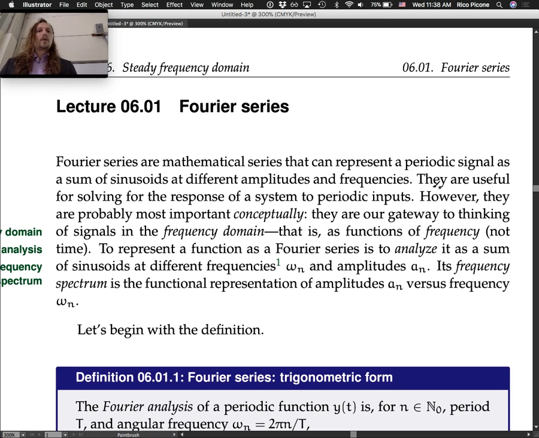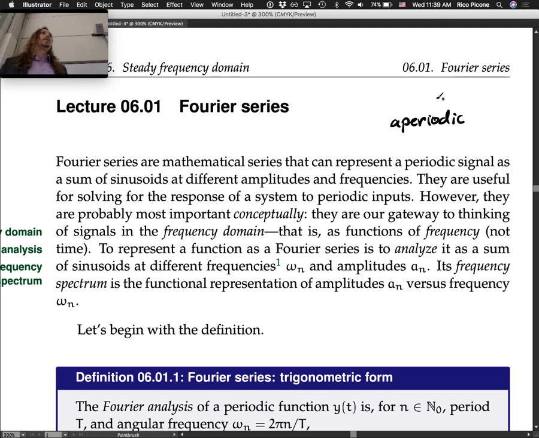So Fourier series are mathematical series that can represent a periodic signal. So there are aperiodic signals, and then there are periodic signals. So there's a space there. So periodic. Aperiodic means not periodic. Okay? So Fourier series represent periodic signals as sums of sinusoids at different amplitudes and frequencies.